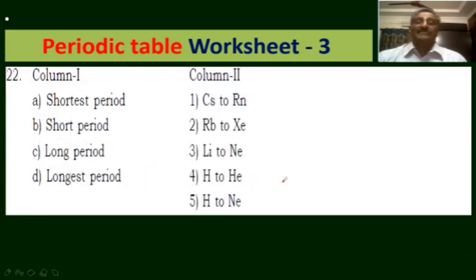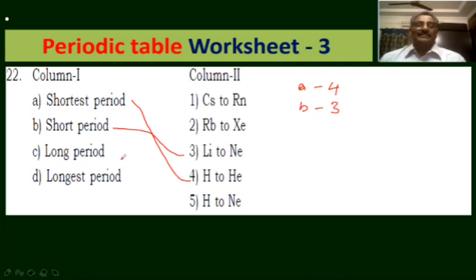Let us go to the next question. The next question is also a matching type of question. Shortest period. The shortest period is the first period in which hydrogen and helium are present. So A is to be matched with the fourth option, A4. Next, short period, B. The second and third periods are known as short periods. The second period has the elements from lithium to neon. So B is to be matched with 3.